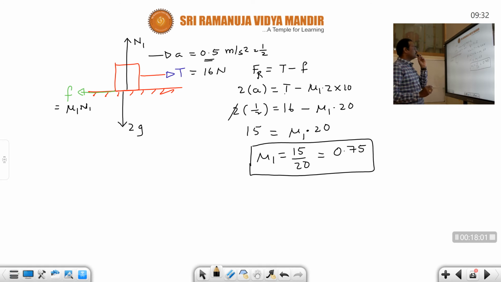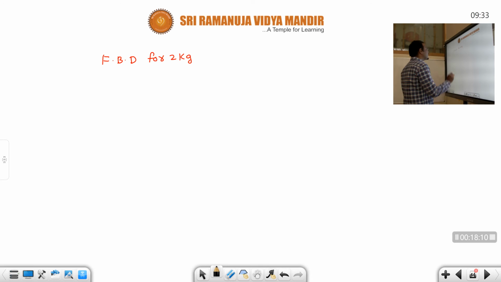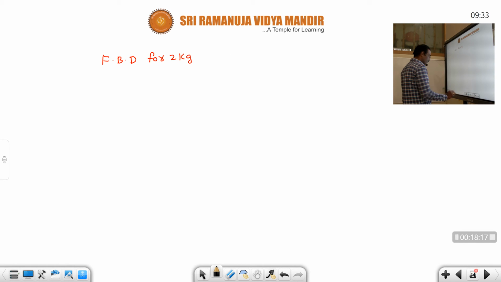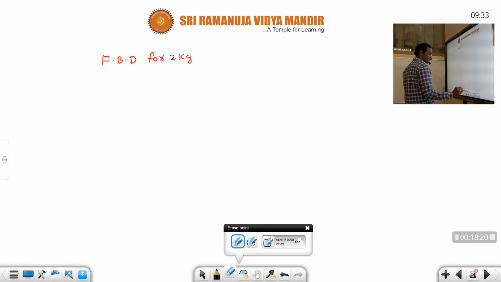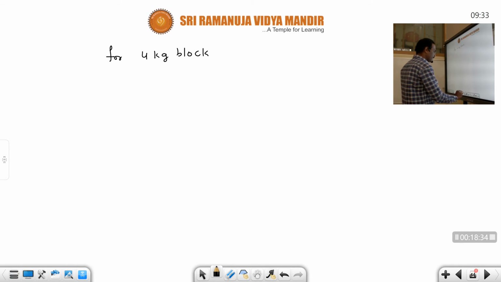In a similar manner, let us consider the 4 kg block on the inclined plane. Free body diagram for 2 kg we have drawn here. Now the free body diagram for the 4 kg block. See the 4 kg block, how it is going to be explained.